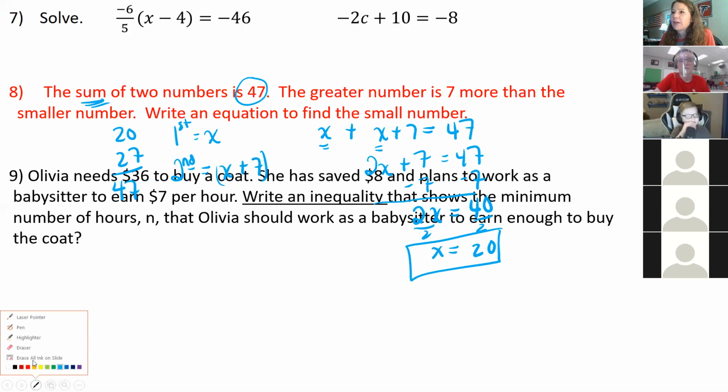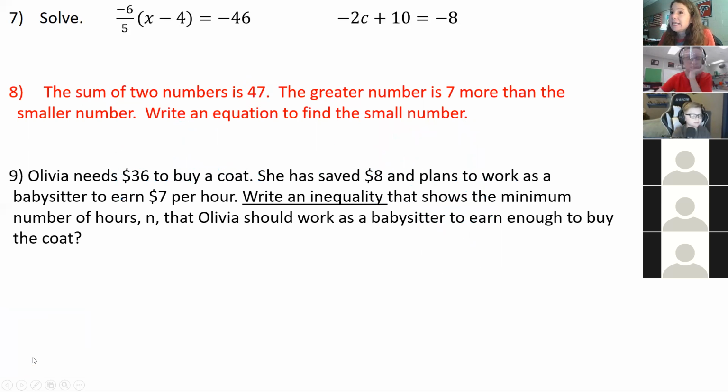All right, let's look at Olivia. What did Olivia do? Olivia needs $36 to buy a coat. She's already saved $8 and plans to work as a babysitter to earn $7 per hour. Write an inequality. What does that mean? What is an inequality? Tell me. Say it. Speak it. It's like greater than, less than, greater than or equal to, less than or equal to, and equal. Well, equal is an equation, but yes, all the other things you said are correct.